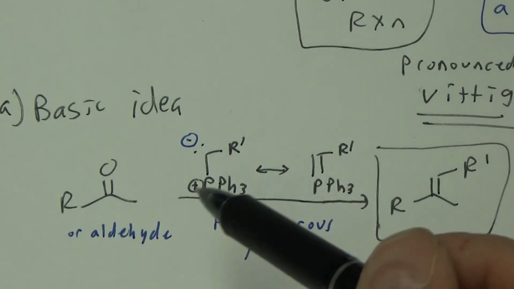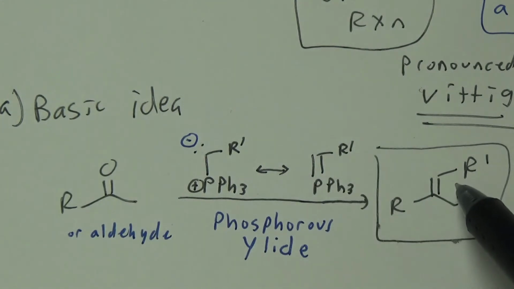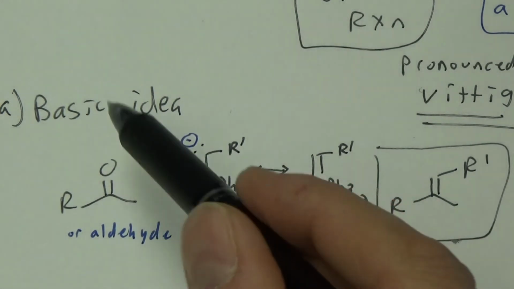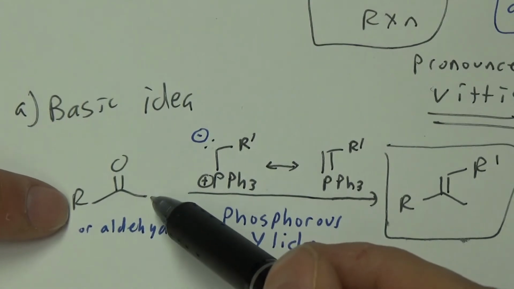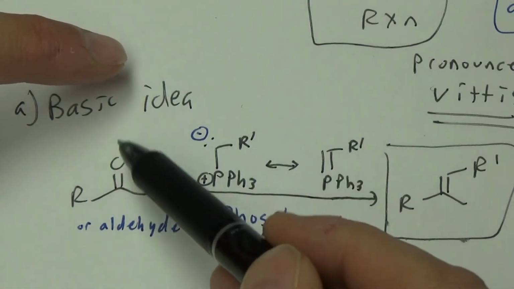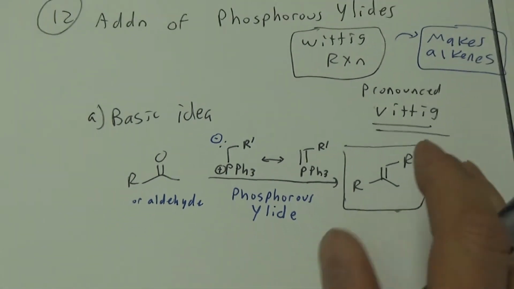You can see how this plus this kind of makes that. We'll see the mechanism in a second. Sometimes you can draw this with the ketone and the ylide on top, and you can see how everything in the middle kind of goes away and it makes the alkene. We'll see that in a second too.